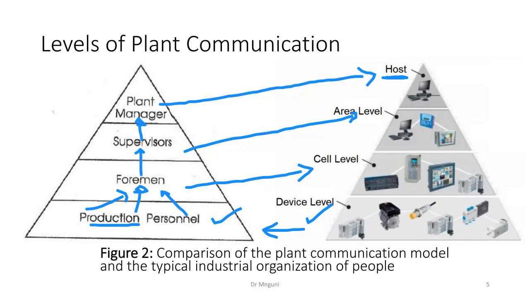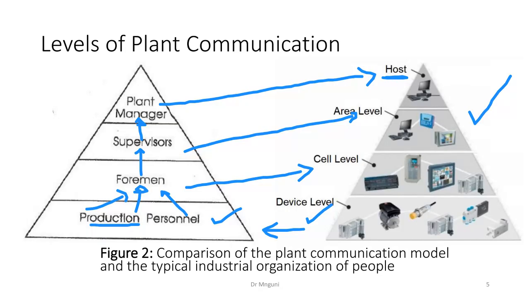Okay. The reason I have this comparison of a plant model and a typical industrial organization of people, I always believe that it makes it much easier for you to understand what is happening in this pyramid over here in the plant, where you've got your device level, and then you've got your cell level, and then you've got your area level, and then you've got your host. If in your mind you have what's happening on the pyramid at the left, I believe that this will be easy to understand. Okay.